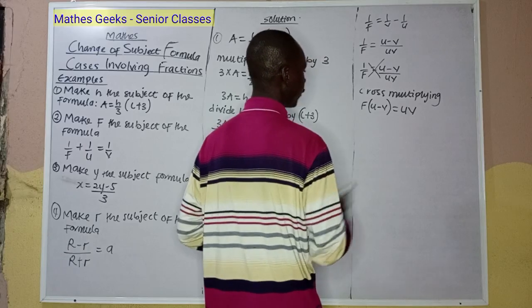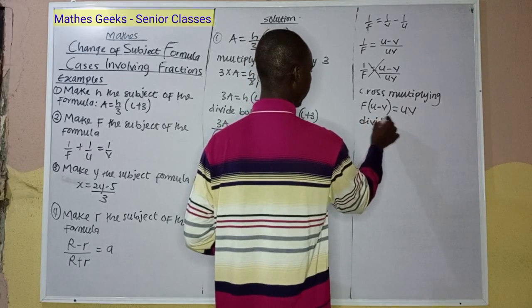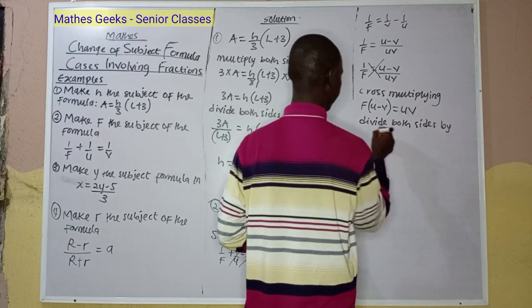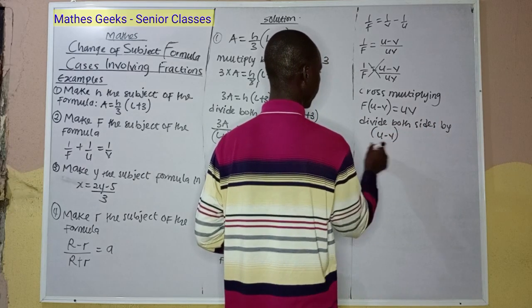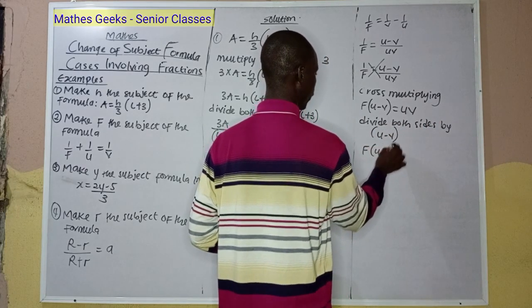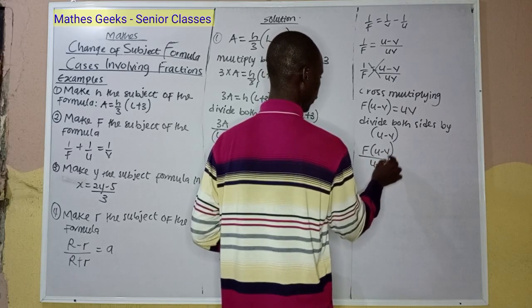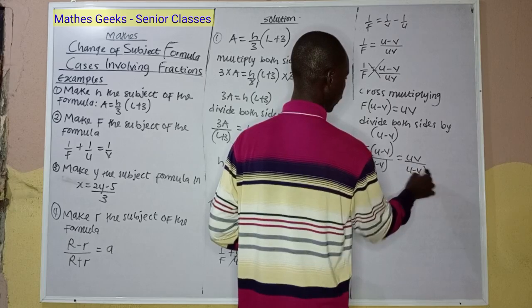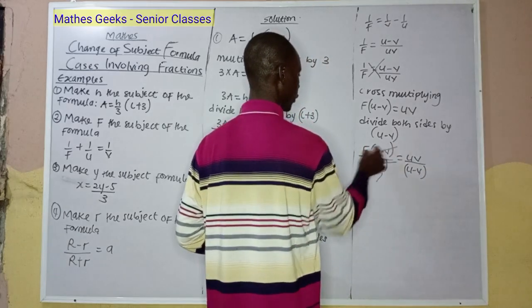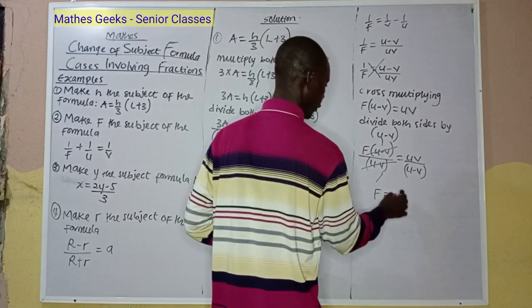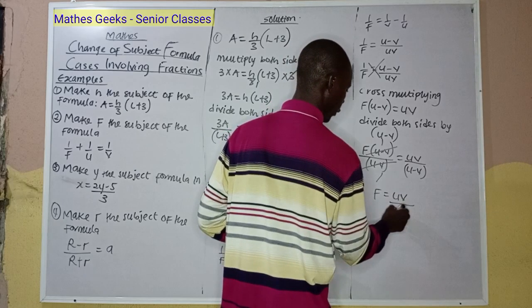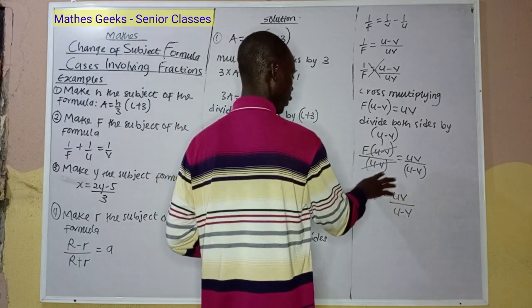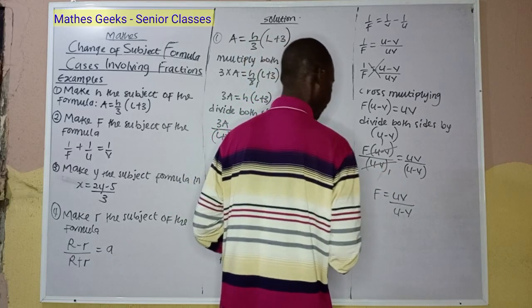So the opposite of multiplication is division. I'm going to divide both sides by u minus v. So f(u minus v) over u minus v is equal to uv over u minus v. So this will cancel. So f is equal to uv over u minus v. So f is now the subject of the formula.